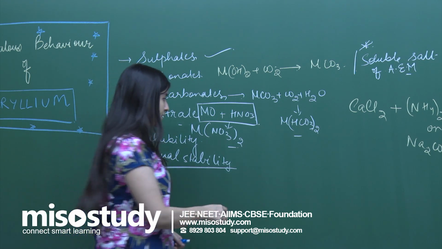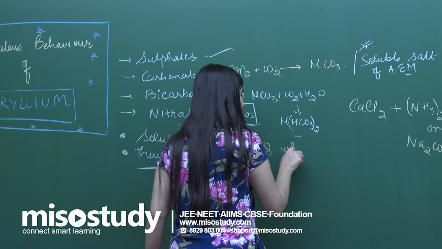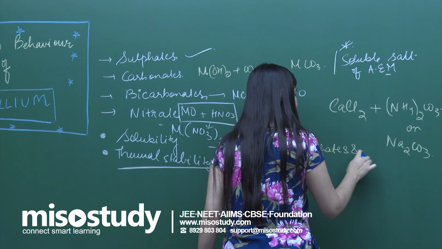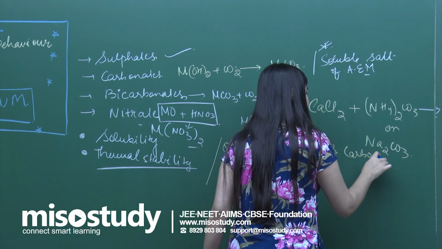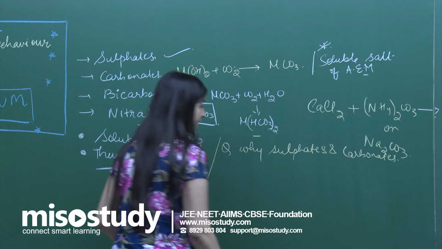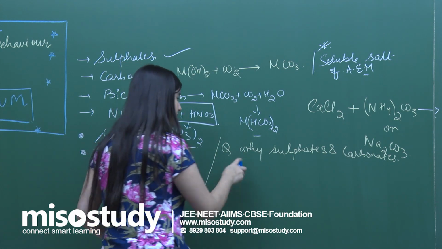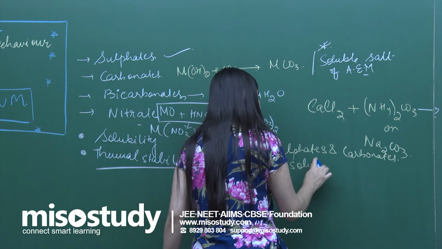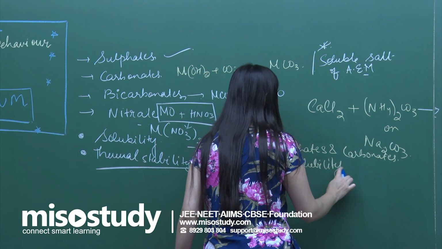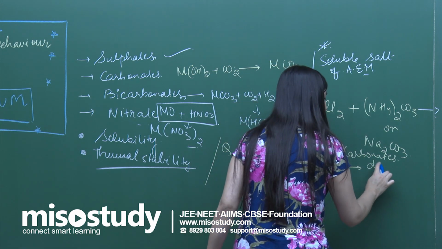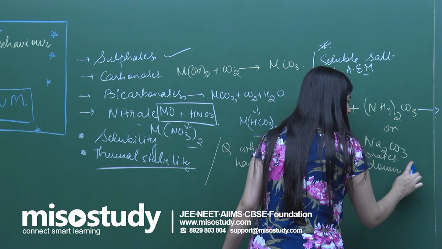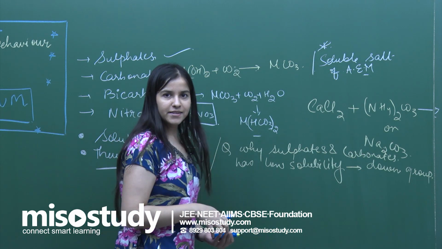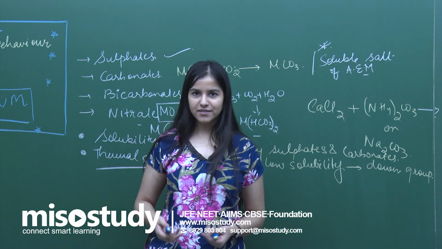So here's a question for you: why do sulfates and carbonates have low solubilities when we go down the group? Yes, this question is straight from the NCERT. Why do sulfates and carbonates have low solubility? In fact, they are almost insoluble going down the group. I am not writing the entire question. Fine. So the answer lies in the hydration energy and the lattice enthalpy.